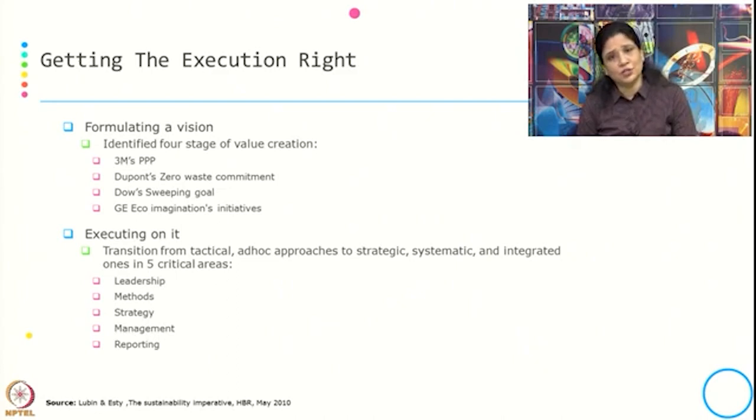So, sustainability fits to be a mega trend, and they also opine that in order to get value creation out of this mega trend, the businesses have to formulate a vision and execute on it. They have to change their way of working, transitioning from the ad hoc approach to a more systematic and integrated one.